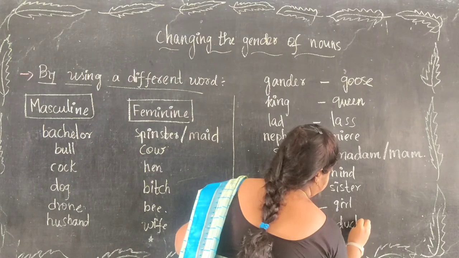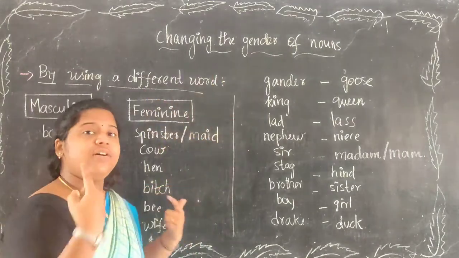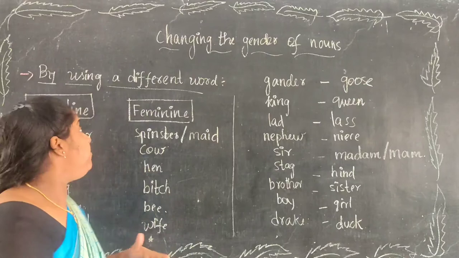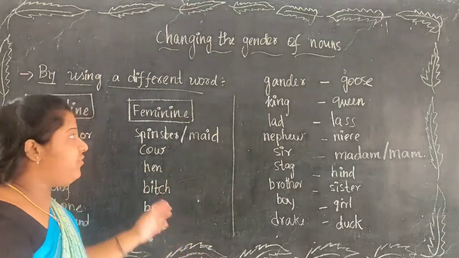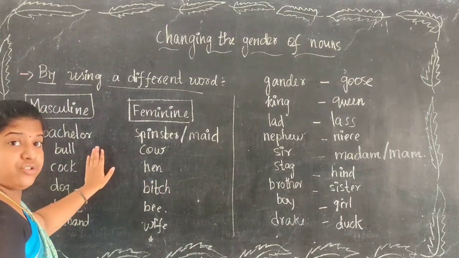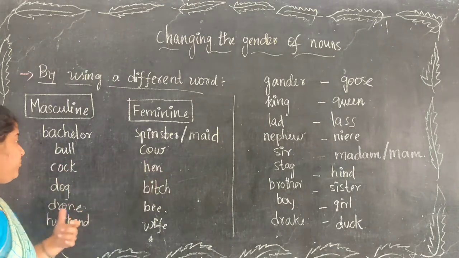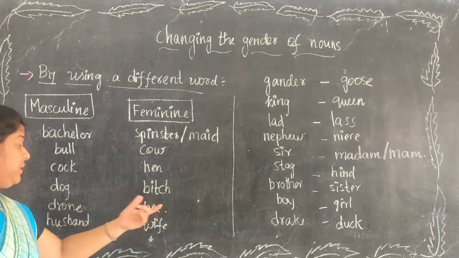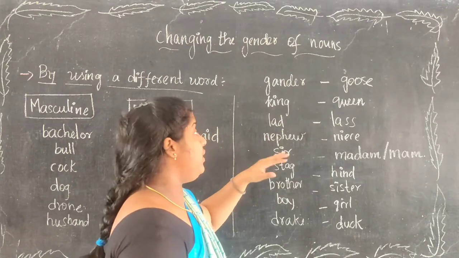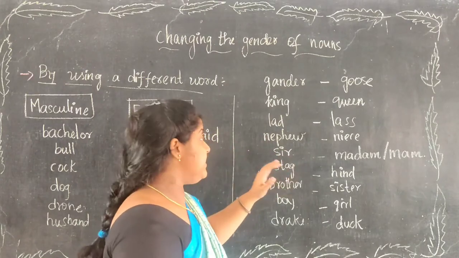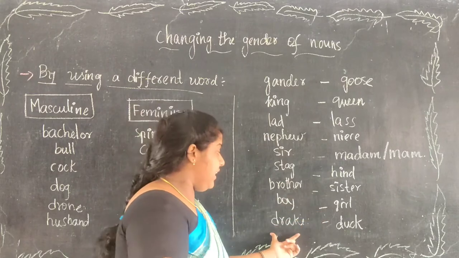See here, this is from the beginning. In today's class we are learning about changing the genders of nouns. In the previous video we have learned about genders and its types. The first way of changing the gender of a noun is by using a different word. This is masculine gender which belongs to the male, and this is feminine gender which belongs to the female. Bachelor, spinster; bull, cow; cock, hen; dog, bitch; drone, bee; husband, wife; gander, goose; king, queen; lad, lass; nephew, niece; sir, madam; stag, hind; brother, sister; boy, girl; drake and duck.